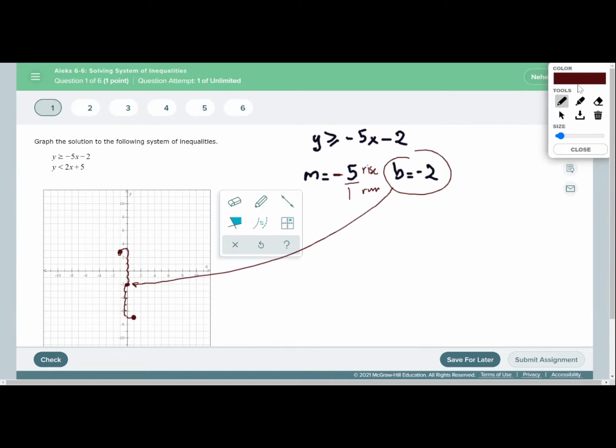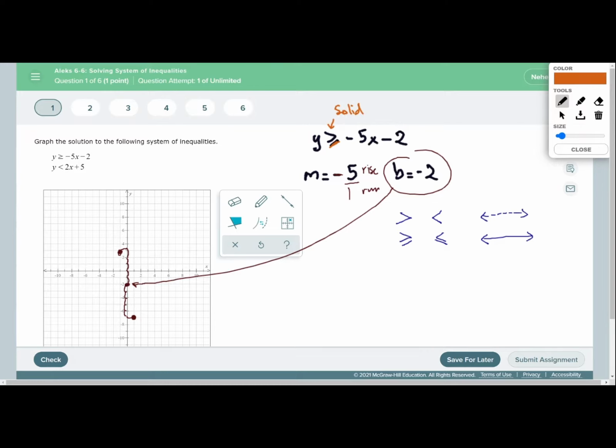All right, now we're going to look at the inequality sign. If you have greater than or less than without an equal sign, your line will be a dotted line. With greater than or equal to or less than or equal to, the equal sign means it's included, so it's going to be a solid line. In our case, it's a solid line because of the equal sign right here.